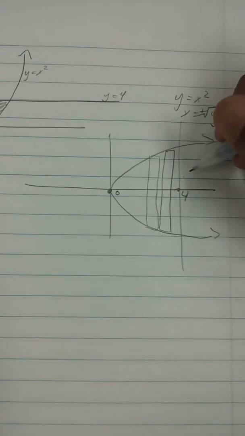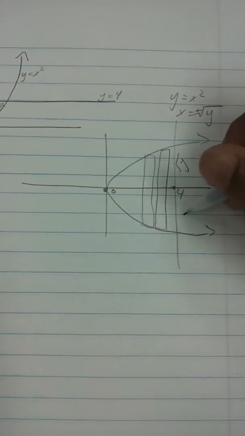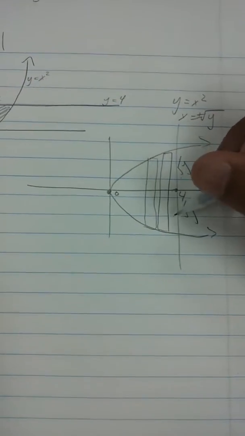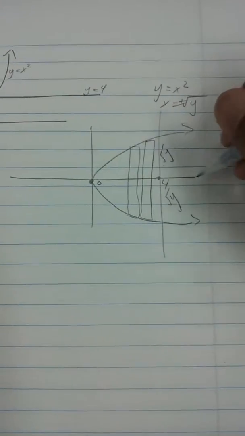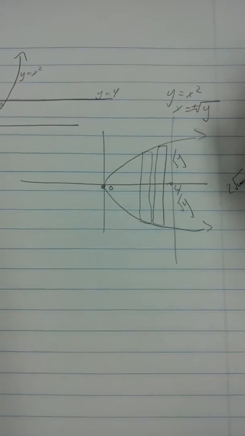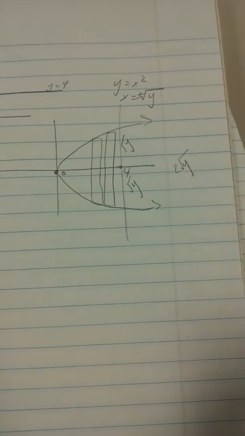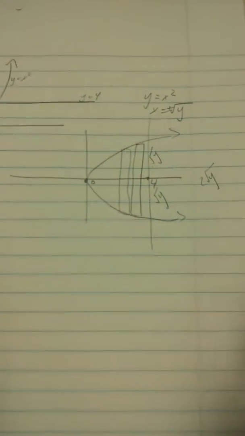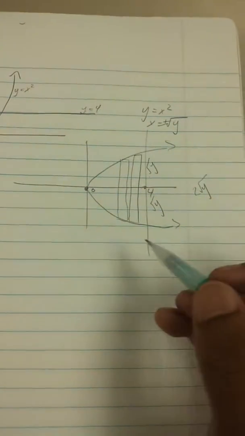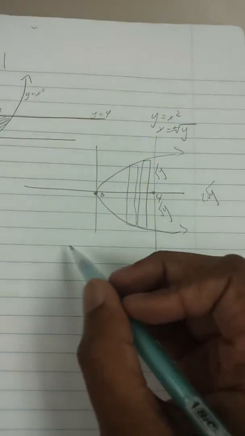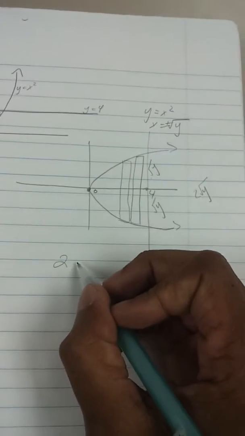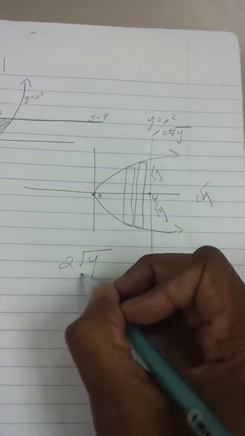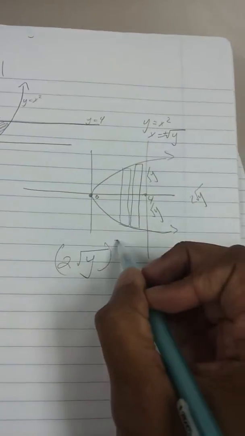So the distance here would be square root of y, and the distance here will be square root of y for each of these squares. Both of them together would equal 2 square root of y. So that would be your length, and since it's a square, every side is the same. So how we would write the area of these squares would be 2 square root of y, squared.